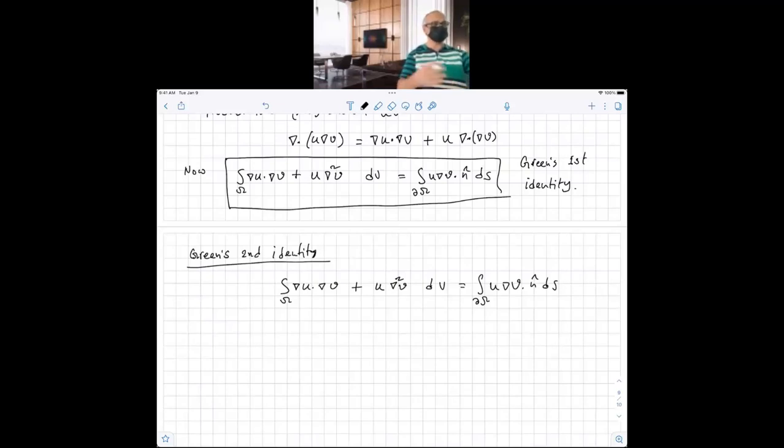So here is your toy. You just take this one there, this one there. So Green only did that. He just played like with a toy. So you just change U with V. So if I do that, I get gradient of V dot gradient of U plus V nabla squared of U dV equals the integral of V grad U dot n hat dS.